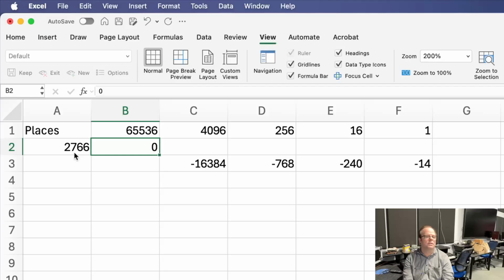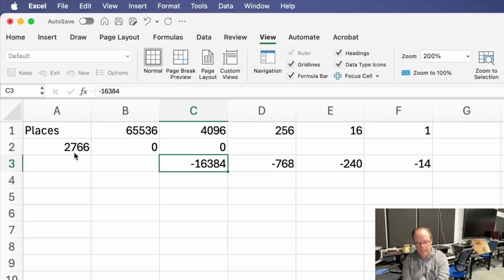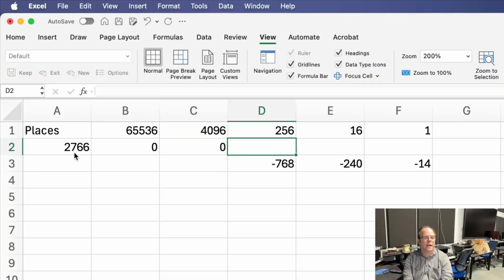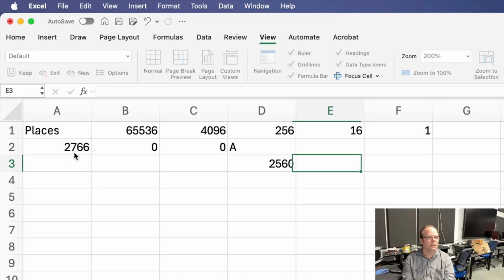So I can't use any of the 65,536s. I can't use any of the 4,096s. I can use how many 256s? How many 256s could I get in 2,766, which would be 10, A, right? Okay, now what am I left with after I do 10 256s? What's 256 times 10? 2,560, right? So I'm left with 206.